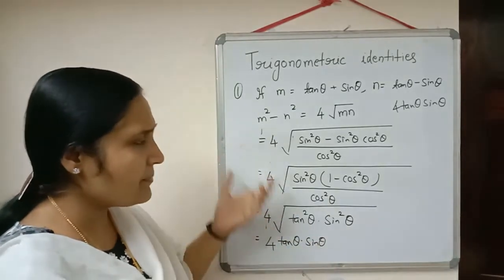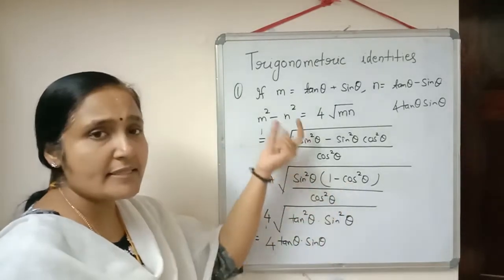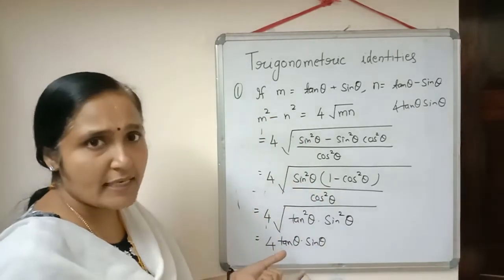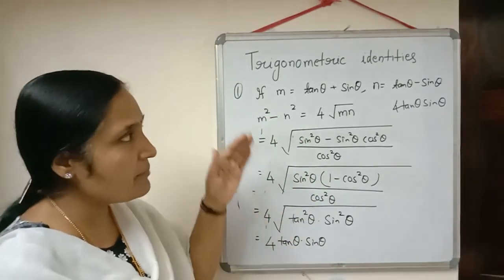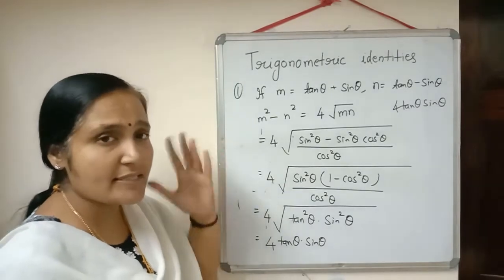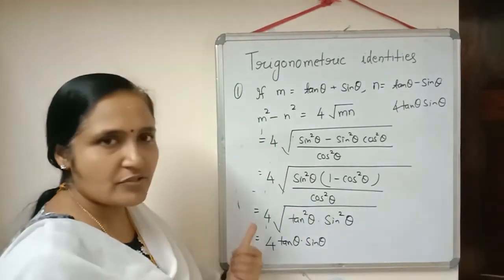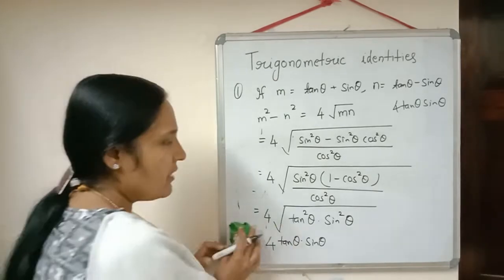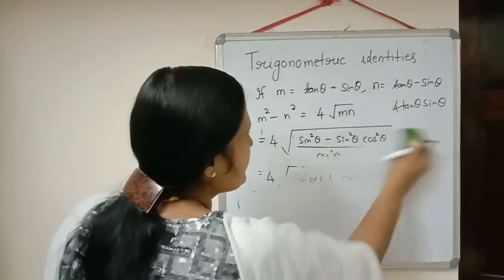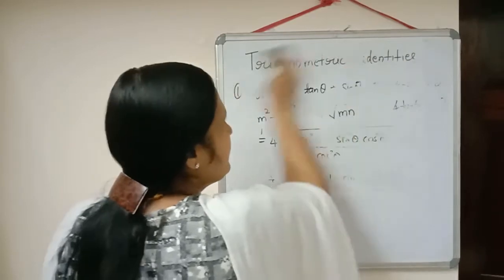So these concepts, if you know the identities, then only will they be easy for you. So once again, before doing the question, just revise the identities and then start doing the question. So is this question clear? Okay. Now all of you write down the second question.